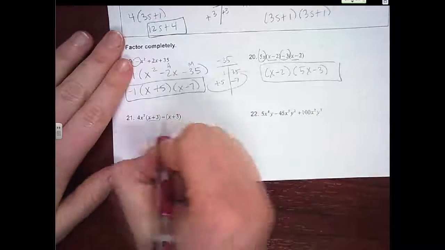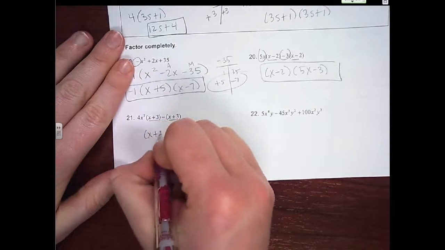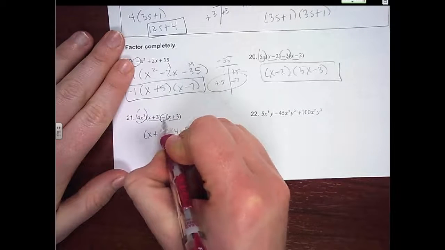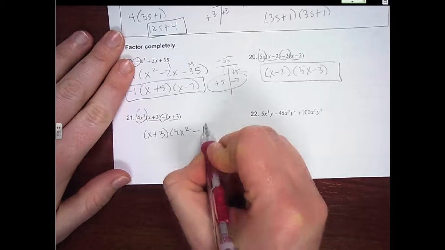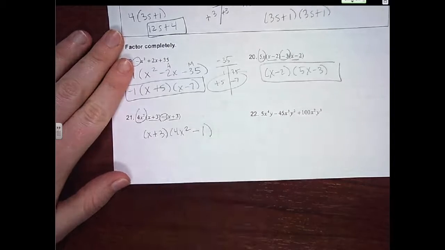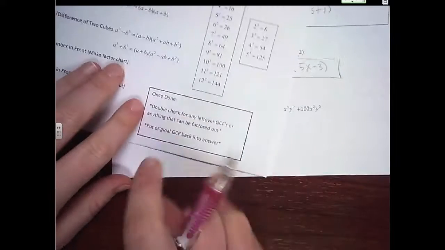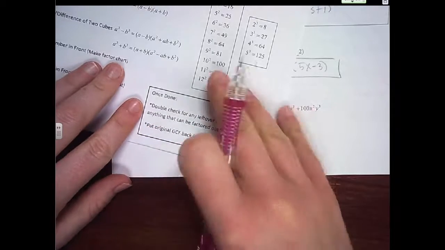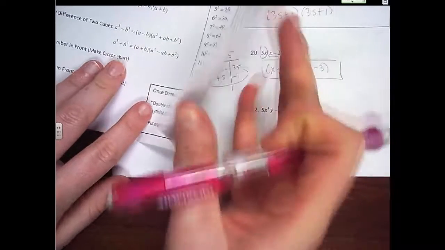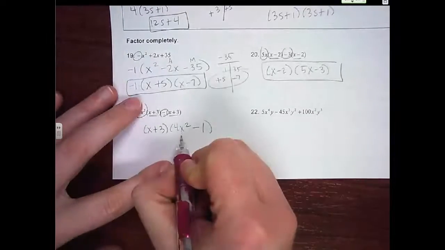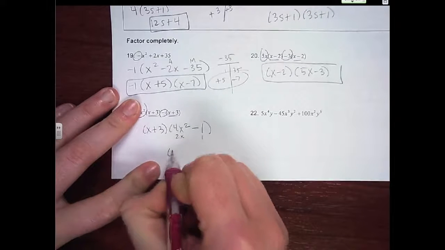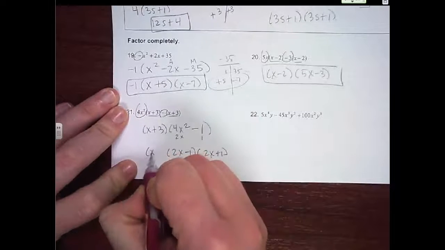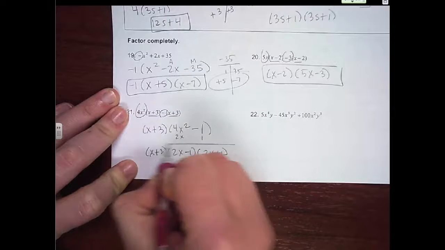21, same thing. I'm going to take out the x plus 3. I'm left with 4x squared, and there's just a minus here, which means there's a minus 1. Now, here's where you have to be careful. So I put, like right here, double check for any leftover GCFs or anything that can be factored out. Okay, that's one. This is a good example of this one because the 4x squared minus 1, that's a difference of squares. So 2x minus 1, 2x plus 1, and x plus 3.